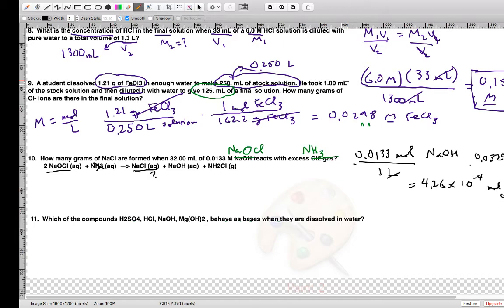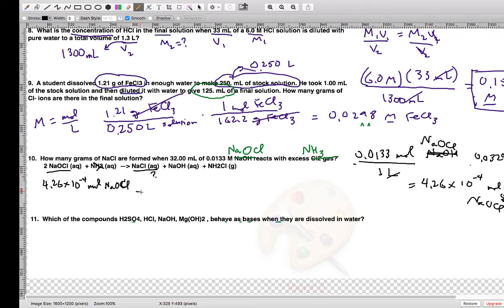Okay, so getting tired over here. So I'm going to start with that. 4.26 times 10 to the minus 4th moles of NaOH. Oh, I'm sorry. That's not NaOH. That's really getting tired. This is NaOCl. That's bleach, sodium hypochlorite, NaOCl.